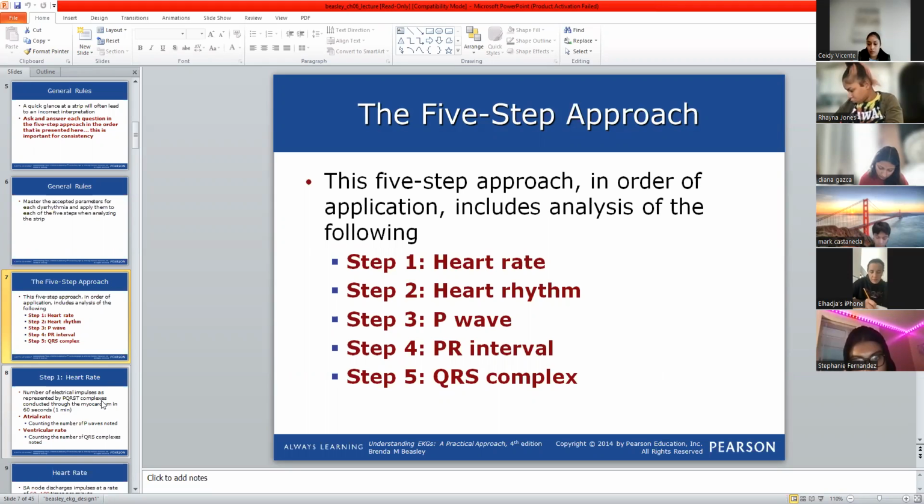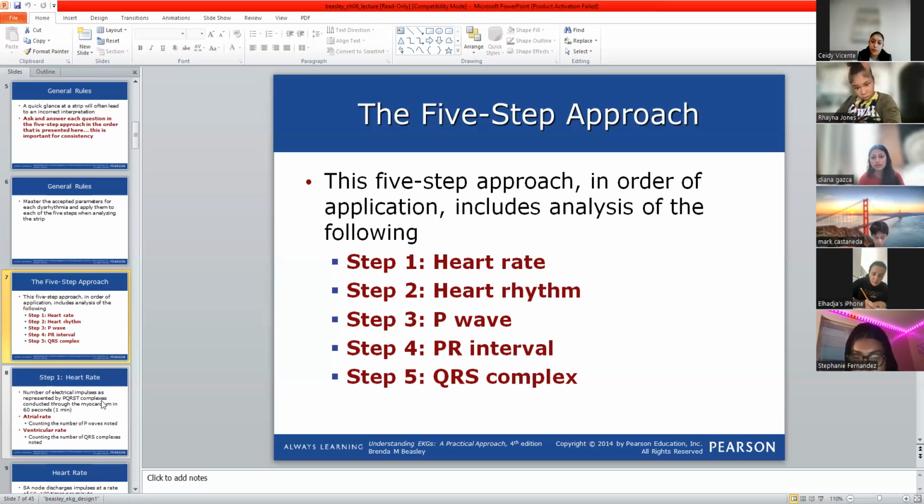Then the third step is to comment on the P wave. What is the P wave? We mentioned that the P wave is the first upright, smooth wave that precedes the QRS. This is the normal. We mentioned this before. Repeat again: a positive or upright, smooth wave that precedes the QRS. That's it. So this is the normal P wave.